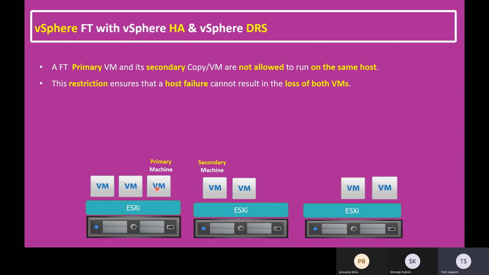So when the primary virtual machine is down, what will happen? The secondary VM becomes the primary, and it will prepare another secondary copy. This is the FT functionality. And if you want to enable FT, we require vSphere HA, and DRS is required only if you enable EVC mode.